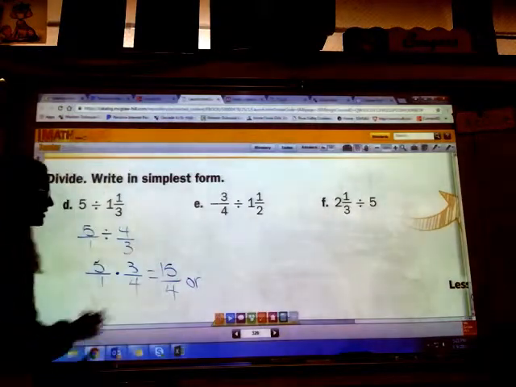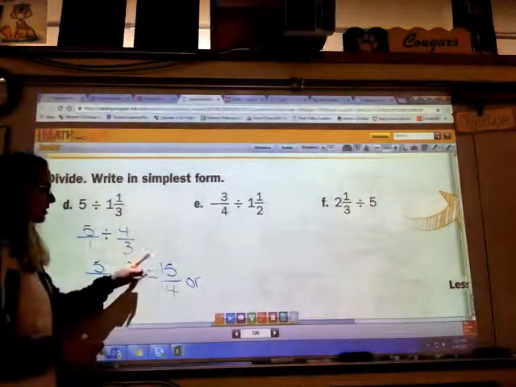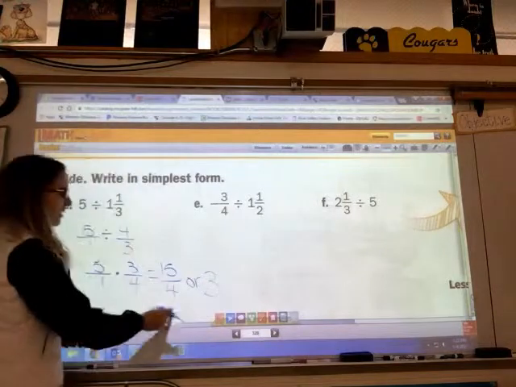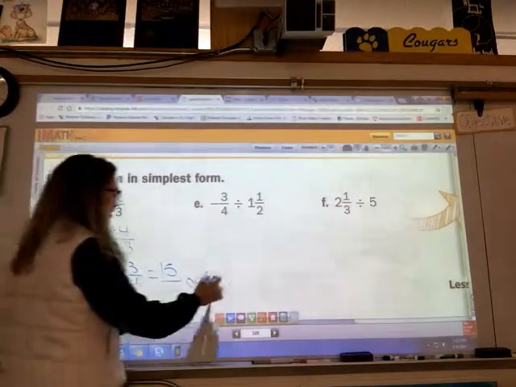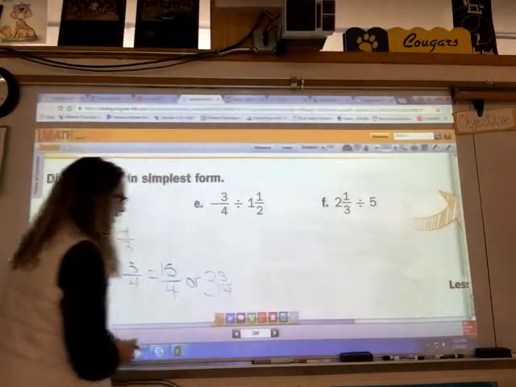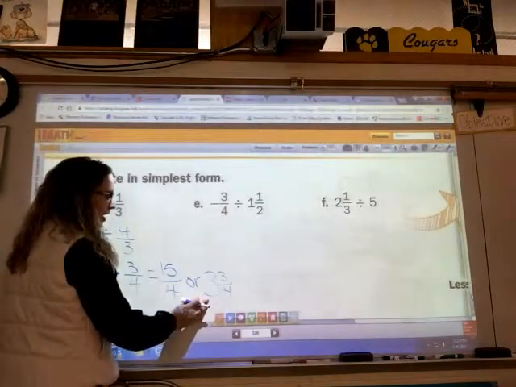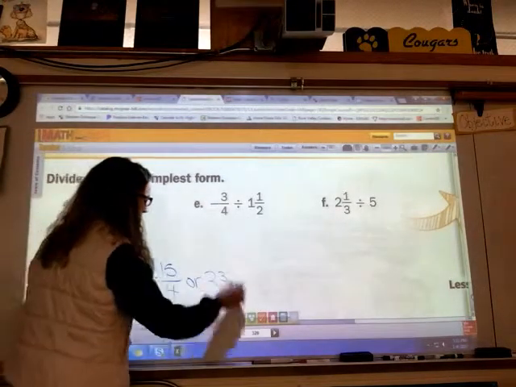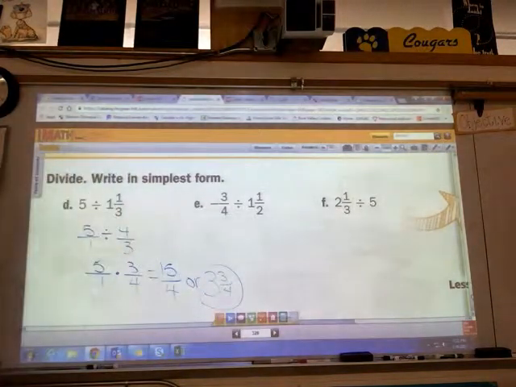So then I have to reduce that. 15 divided by 4. 4 goes into 15 3 times. 4 times 3 is 12. So 15 minus 12 would be 3/4. And I can check that. 4 times 3 is 12, plus 3 would be 15/4.